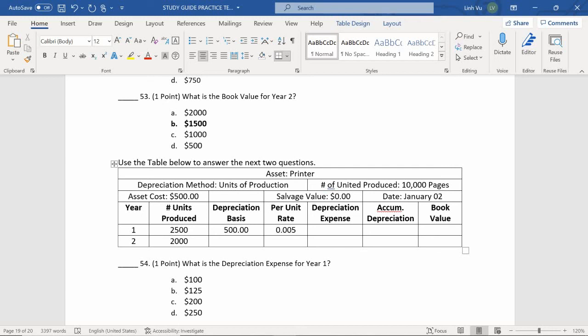Then what's going to be my depreciation expense for year 1? It is the number of units times the rate, so it is 2,500 times 0.05. Correct. It is just 10,000, yeah.